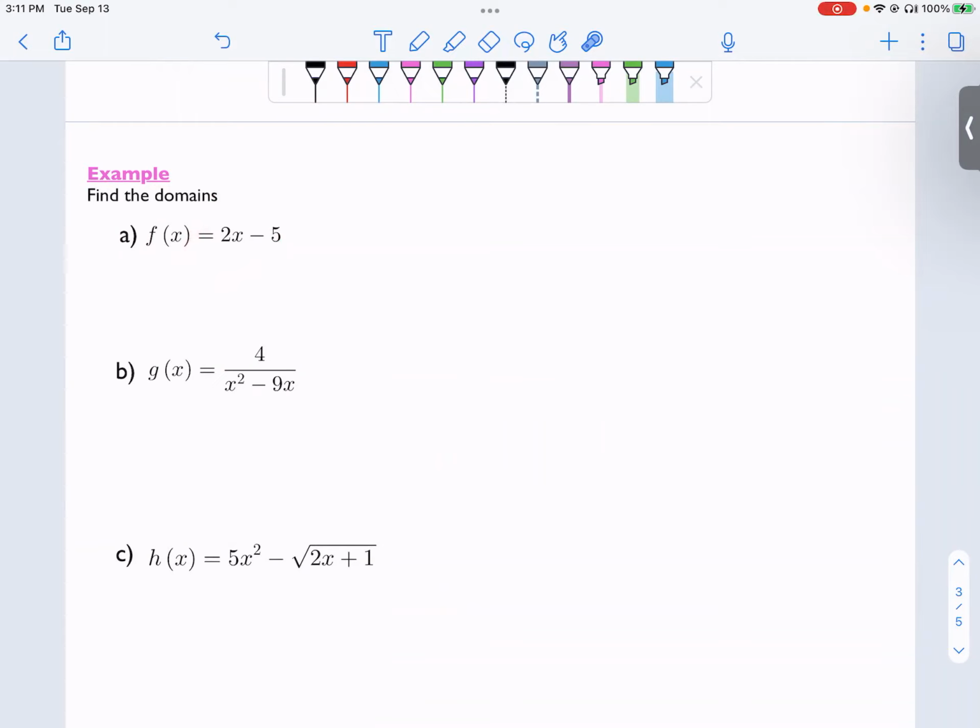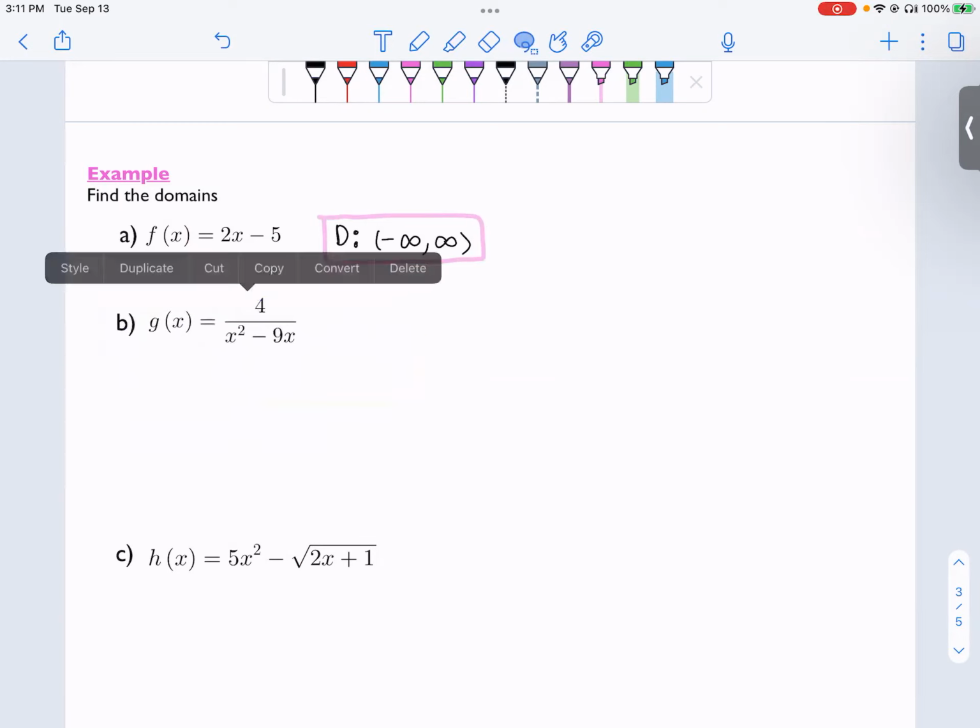No, no radical. Okay. What about x's in the denominator? Are there any x's in the denominator? No. That means that there's no problems that we have to look for here. This guy, he has a domain that's everything. So his domain is going to go from negative infinity to positive infinity. Includes all real numbers. We'll look at the next one.